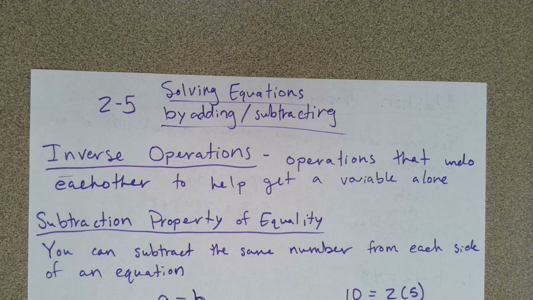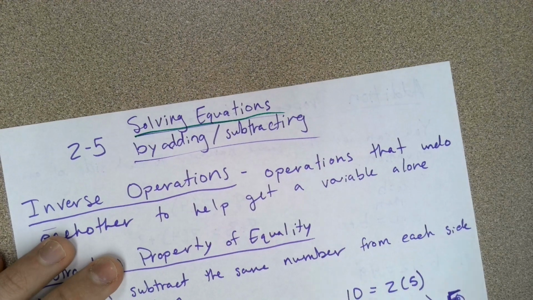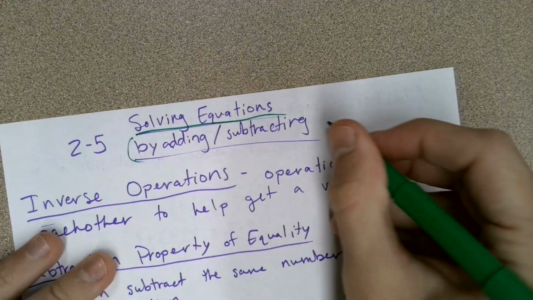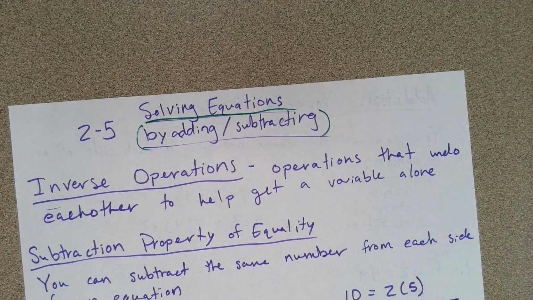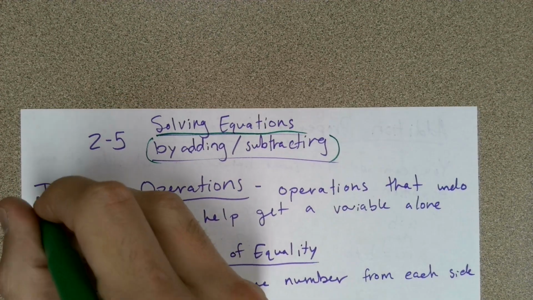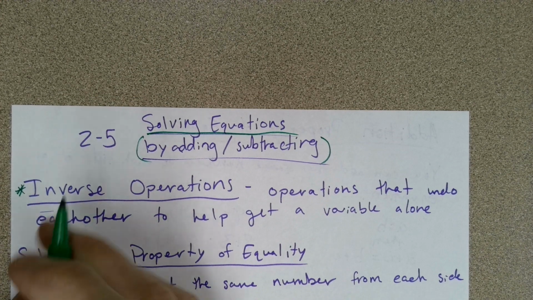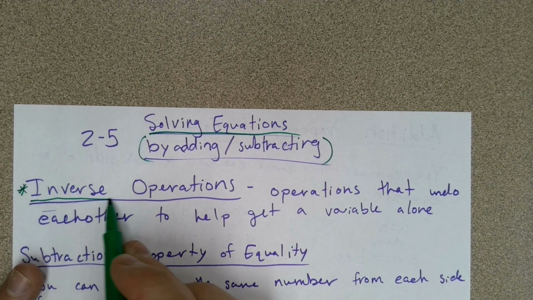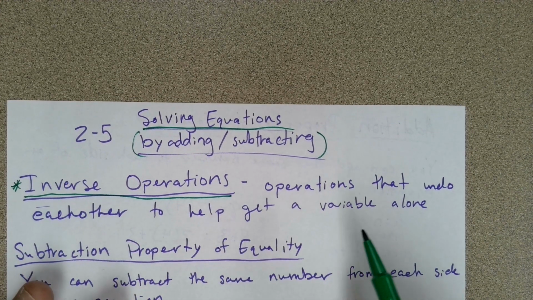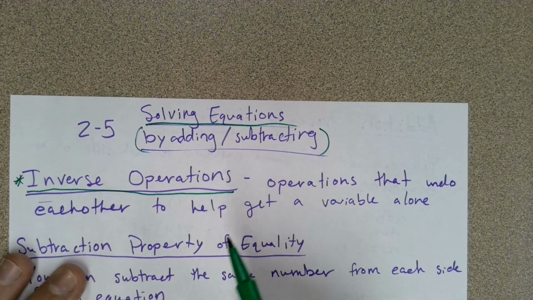Today we are going to be doing some solving equations just like yesterday, but we are going to use a specific method, subtracting and adding. Some vocab for today. We got two properties in this vocab here. Inverse operations. Inverse operations, all this means are they're operations that undo each other to help get to a variable.